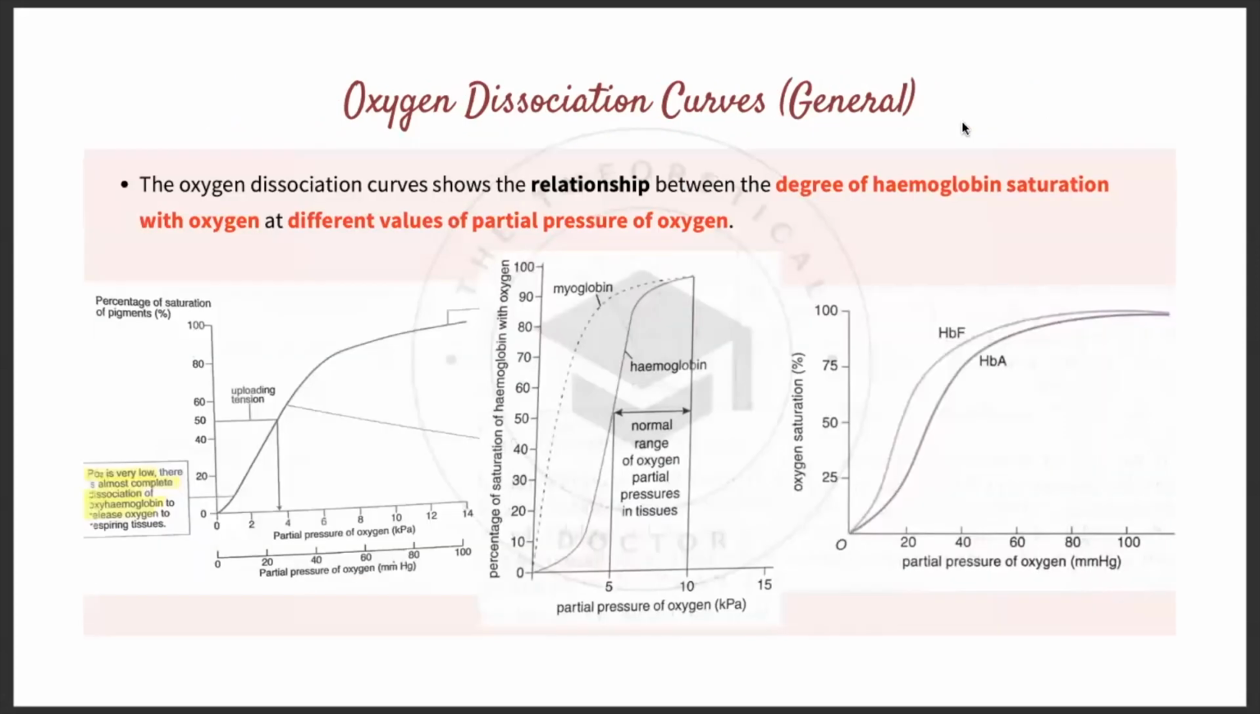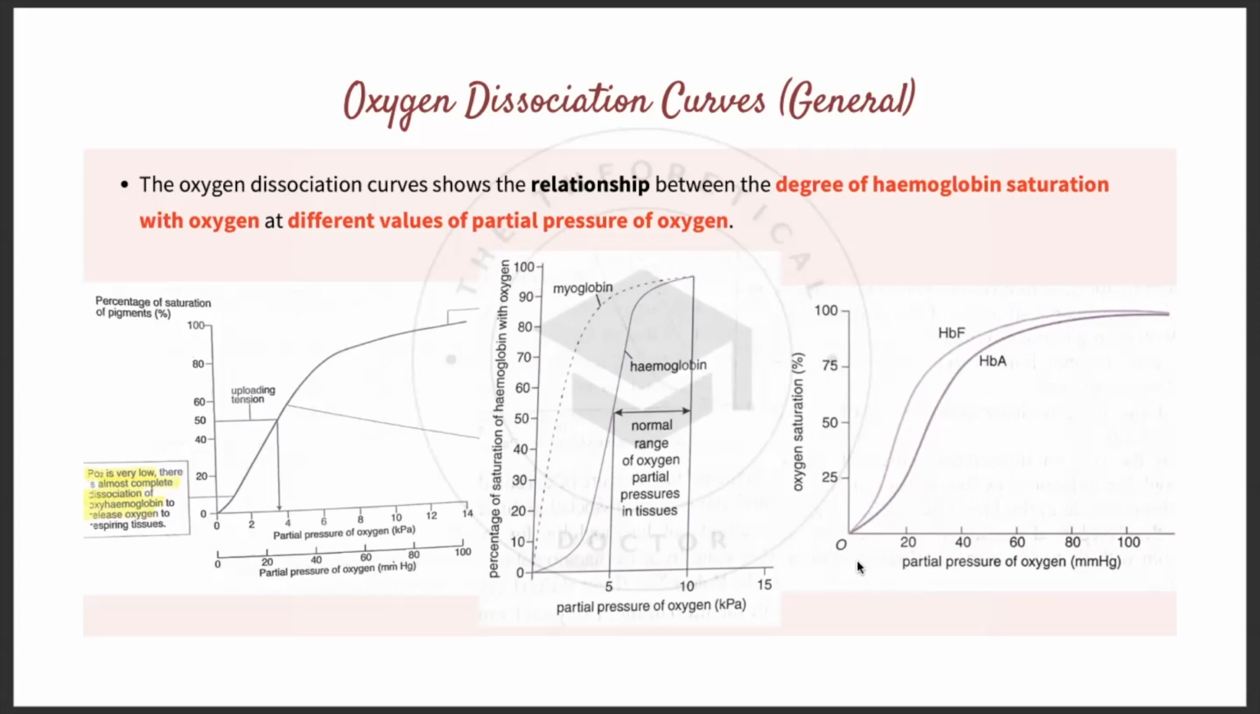This is a general view on the oxygen dissociation curves before I dive into different parts. So what actually is an oxygen dissociation curve? The oxygen dissociation curve, regardless of whether you're talking about hemoglobin, myoglobin, or fetal hemoglobin, shows the relationship between the degree of hemoglobin saturation over here with oxygen at different values of partial pressure of oxygen.